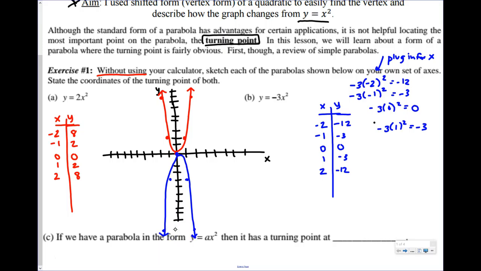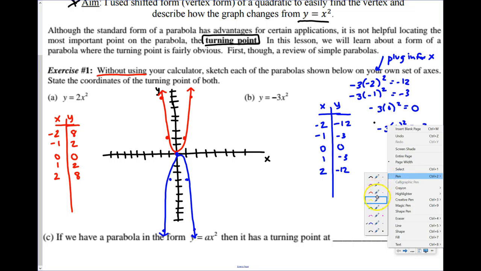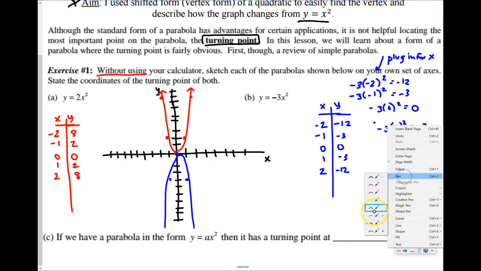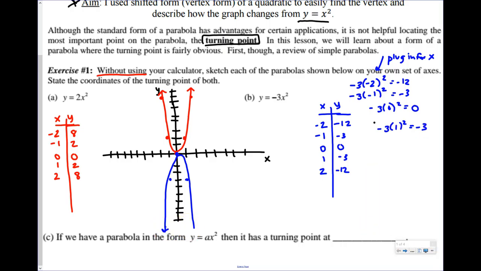Okay? So I want us to think about what these two graphs have in common. And I need to just erase this a little bit. What do these two graphs have in common? What do they share? They both share this same vertex. So this is really important to notice, that they share the vertex.